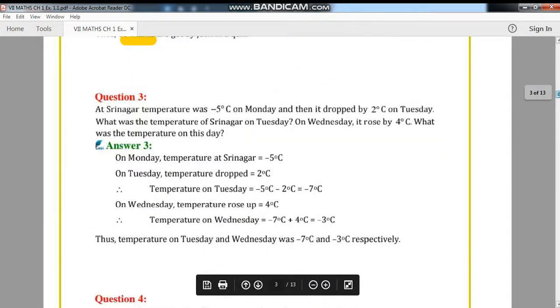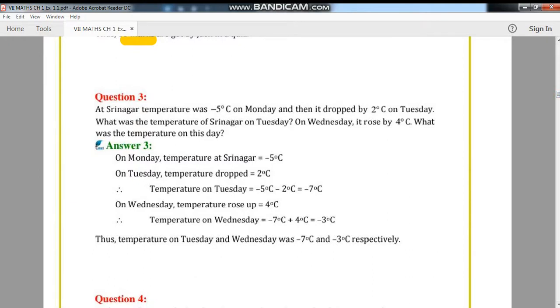Looking at question number 3, it is said that in Srinagar on Monday there was minus 5 degrees Celsius. Now on Tuesday it has dropped to 2 degrees Celsius. Now dropped means the temperature has decreased. We have to find out the temperature on Tuesday, while on Wednesday it has risen to 4 degrees Celsius. Rose to 4 degrees Celsius means the temperature has increased to 4 degrees Celsius.